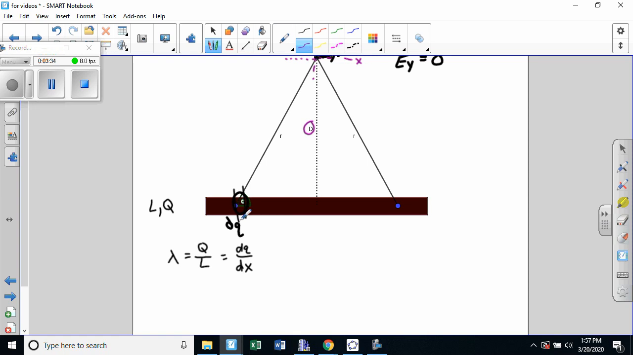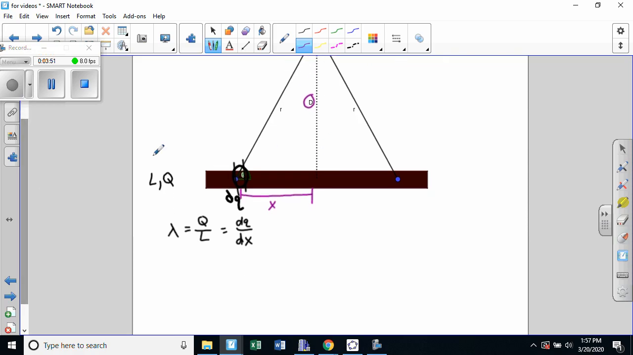So I want to call this x, right? In this coordinate system, the position of that charge is negative x, right? Okay, so that's my x position, hypotenuse is r, and the height is D. So now I want to take that little tiny dq with a length of dx, and I want to go ahead and integrate over all dq's.